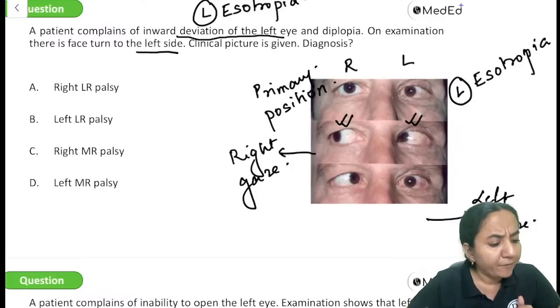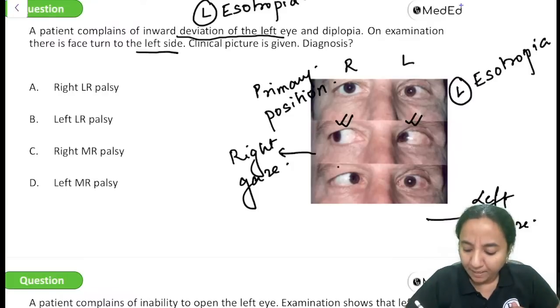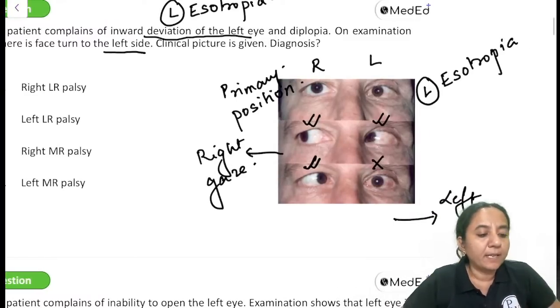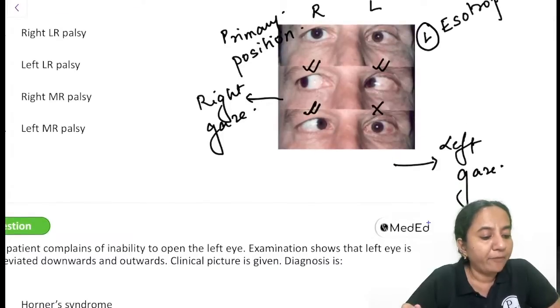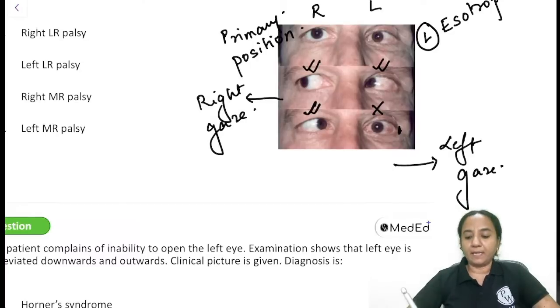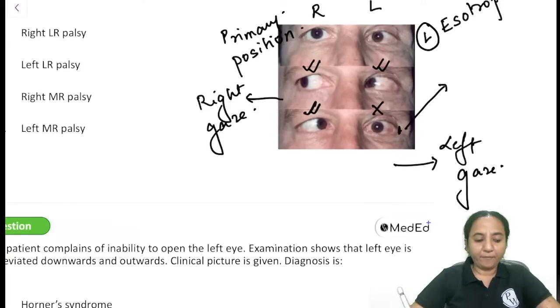Now how about the left gaze? What are we seeing in the left gaze? We see that this eye is moving, but this eye is not moving. So which is the movement that is not happening in the left eye? The left eye should have moved to that corner, but it has not moved. So what is the movement that is missing in the left eye?